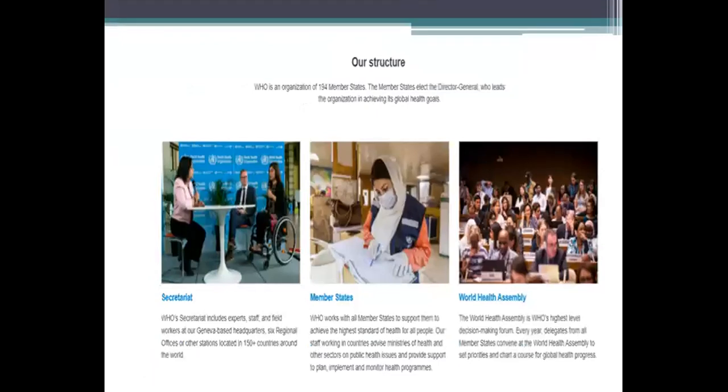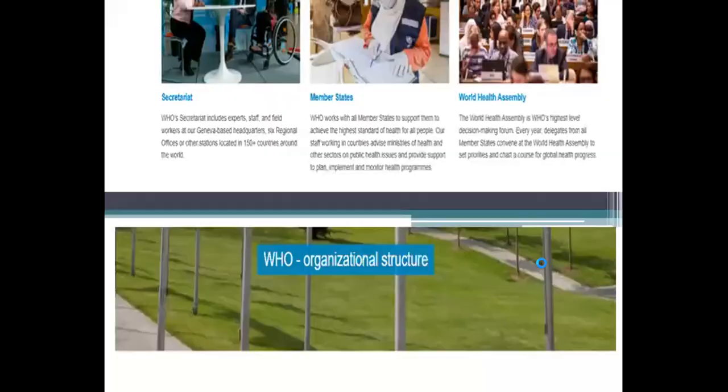The structure of WHO: WHO is an organization of 194 member states. The member states elect the Director General, who leads the organization in achieving its global health goals. It includes the Secretariat. The WHO Secretariat includes experts, staff, and health workers at the Geneva-based headquarters and in member states to support them to achieve the highest standard of health for all people. It also includes the World Health Assembly, which is the WHO's highest-level decision-making forum. Each year, delegates from all member states convene at the World Health Assembly to set priorities and chart a course for global health progress.